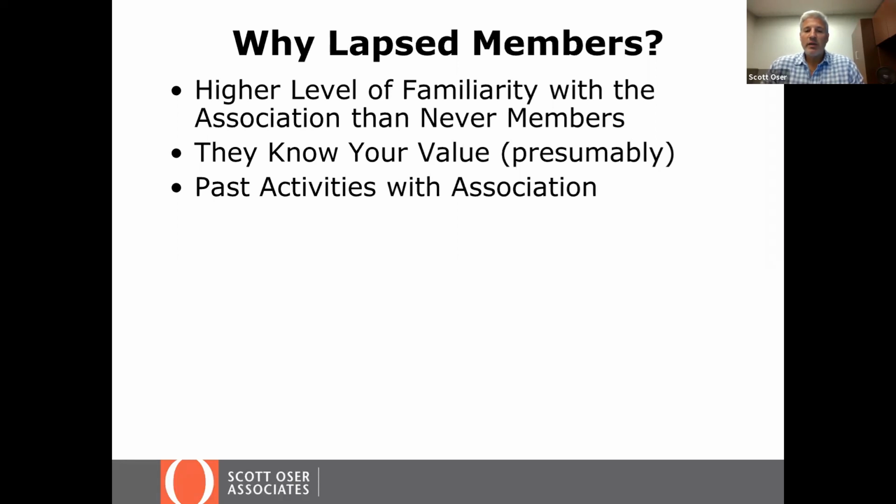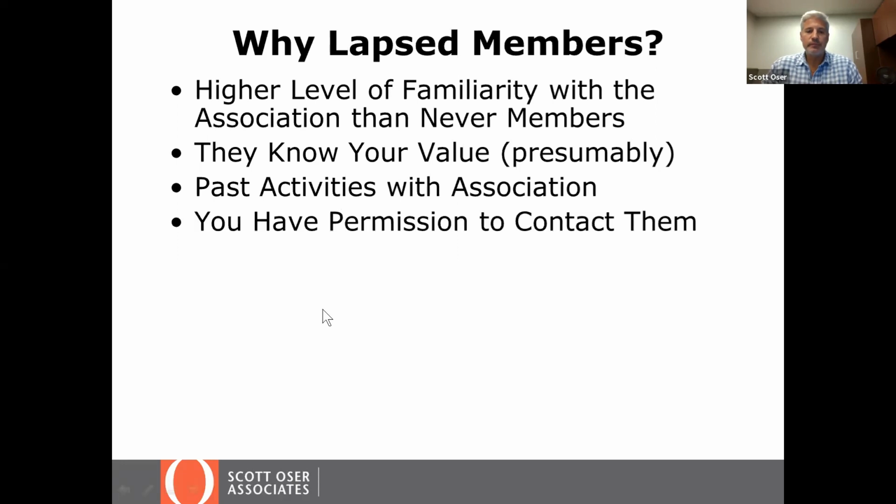So the tracking of your past activities, I always sort of say that some of this is going to depend on your database, your association management system. Sometimes you have easy access to this information, sometimes you don't, but somewhere in there you do know what your lapsed members have done with you before, so you can put that information to your advantage.